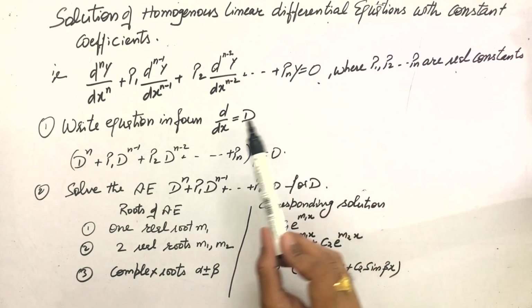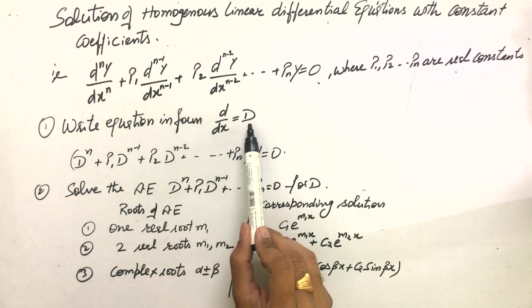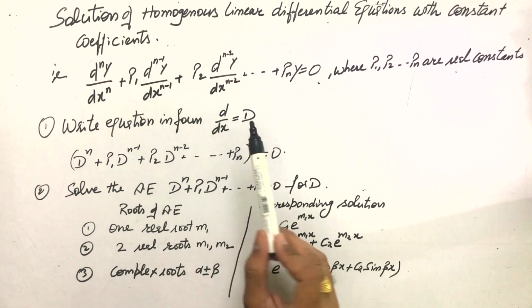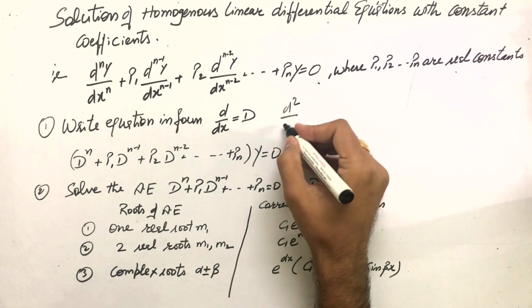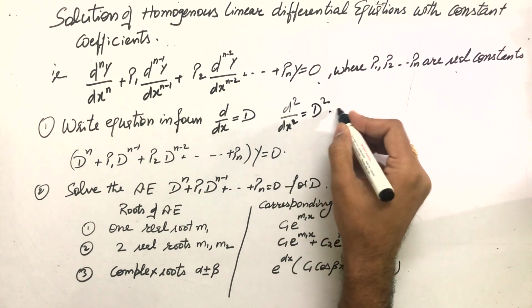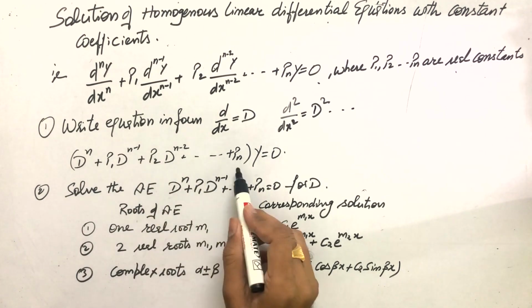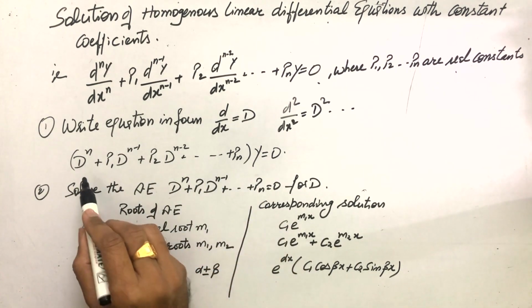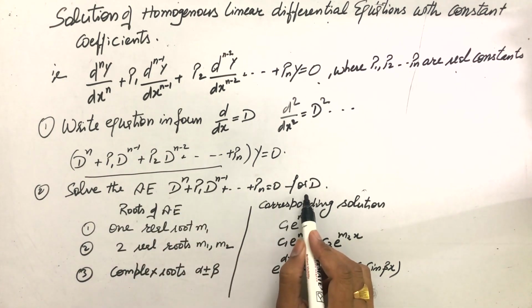Now the method is, first of all, we put dy by dx as capital D and the corresponding second derivative d square upon dx square as capital D square, and so on. So this will be transformed to this form. Then we solve this auxiliary equation for the roots.